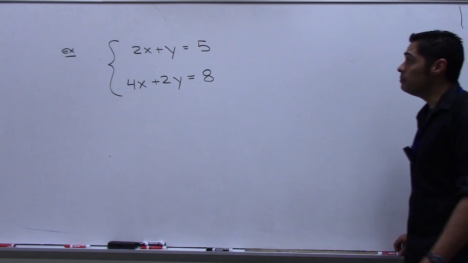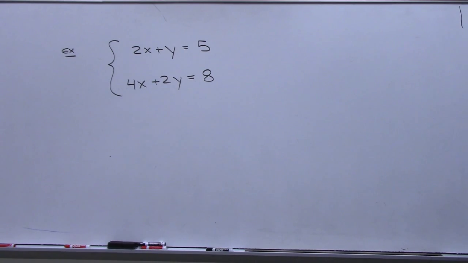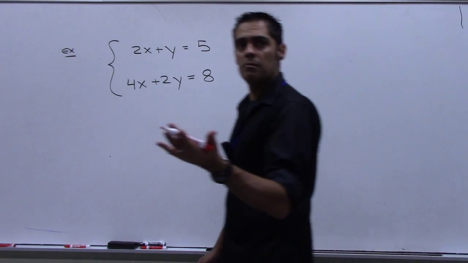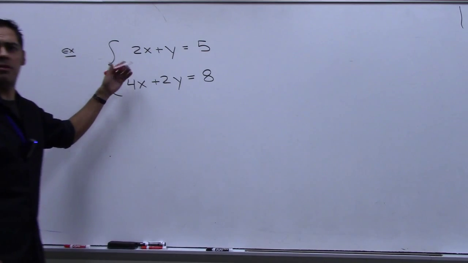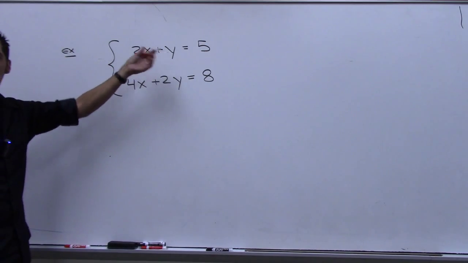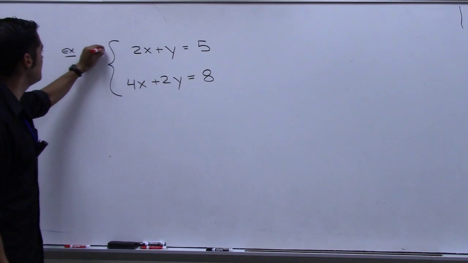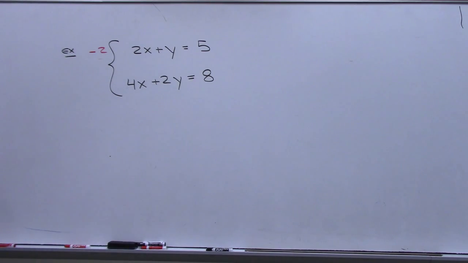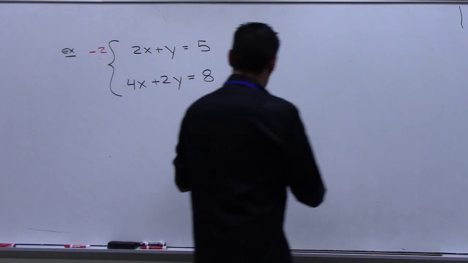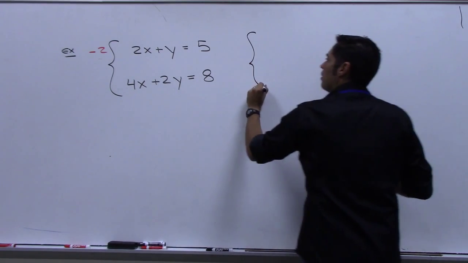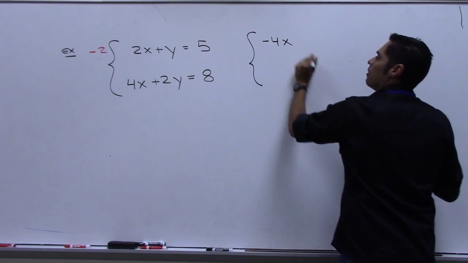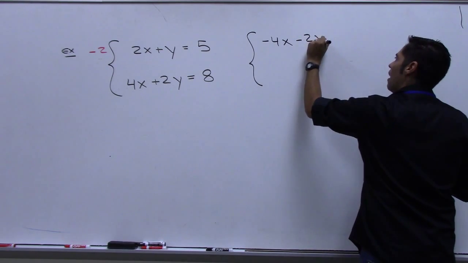So what do you want to do? Times the top by what? What variable are you trying to clear? Y. You want to clear the y's? Times it by 2. That okay with everyone? Clear the y's out? You could do the x's also. It doesn't matter. But you said y, so I'll go with what you said. Negative 2 on top? Well, it would cancel everything out. Okay, hold on then. Let's see what happens. So negative 4x, right? Minus 2y equals what?